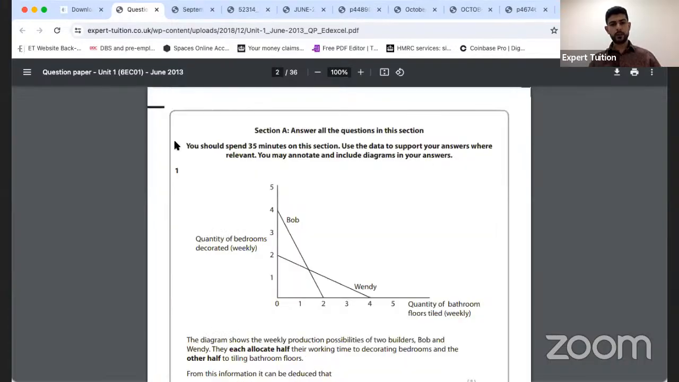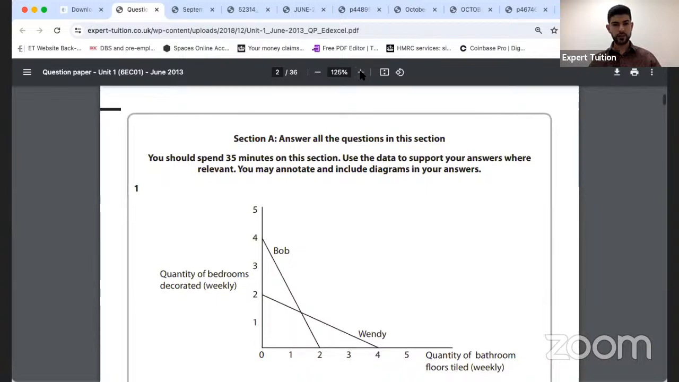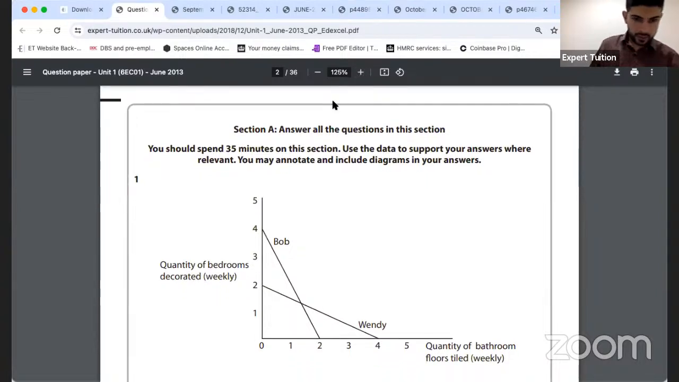Are we ready? Hello, Bob and Wendy. I'm not interested in anything underneath it, we're just looking at this. It says, this is basically the PPF for 2 individuals. One is called Bob. This is based on Bob the Builder and Wendy, who apparently is his girlfriend, right? Anyways, Bob and Wendy.